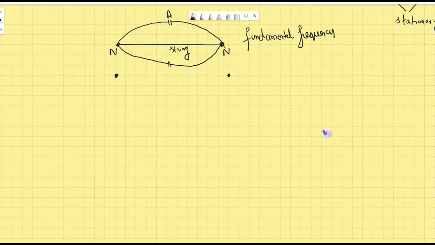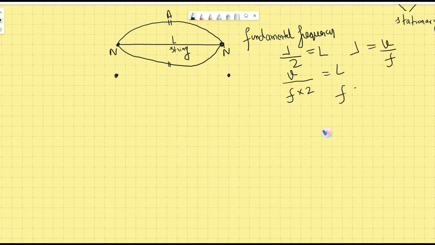The distance between two nodes is how much? The distance between two nodes is lambda by 2. So lambda by 2 is equal to the length of the string. So the length of the string also matters. In the sonometer experiment, you will see the value of length. Now the lambda can also be written as the velocity of the traveling wave divided by the frequency, so V by F into 1/2 is equal to L. So lambda is equal to velocity of the traveling wave divided by F. So frequency is given by V upon 2L. This is the fundamental frequency, or the first mode.